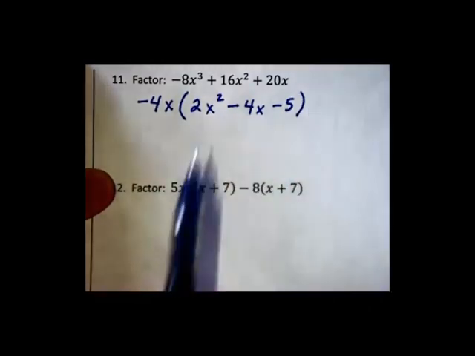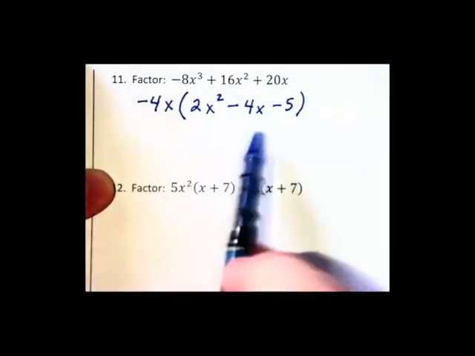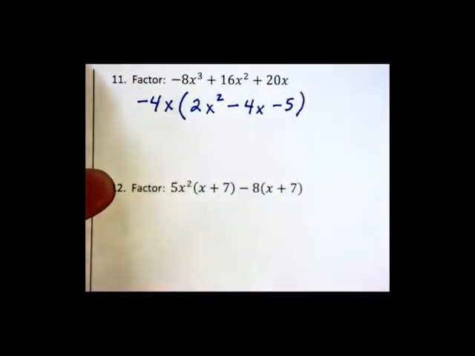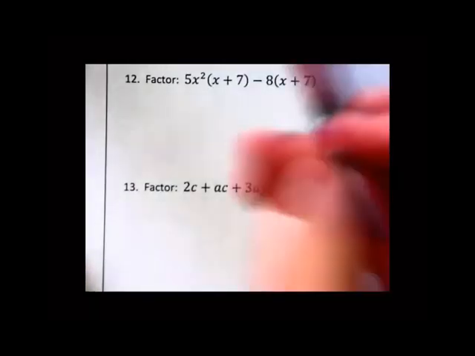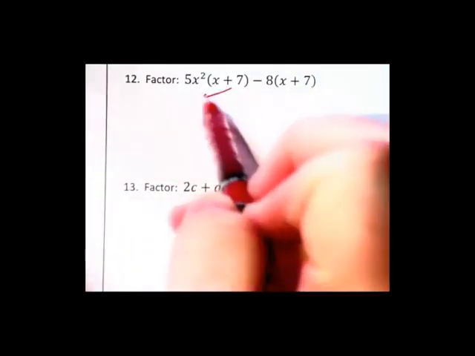And a little bit later we might learn that we can break this down further, but I don't see that this is going to factor any further. So that one, all we could do was take out a GCF. The second one is ready for us to look at as a partially factored already.